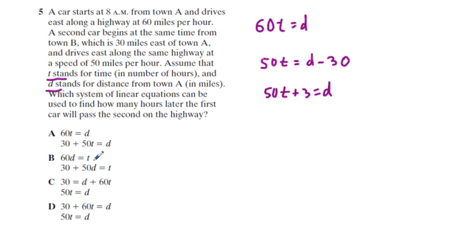But just look at these things. I think what we're going to have here is this one right here. 30 plus 50d equals t. Let's see, no. Okay, 60t equals d. We know 60t equals d is going to be right. So it can't be B. And then 30 plus 50t equals d. Yeah, it's going to have to be answer choice A.